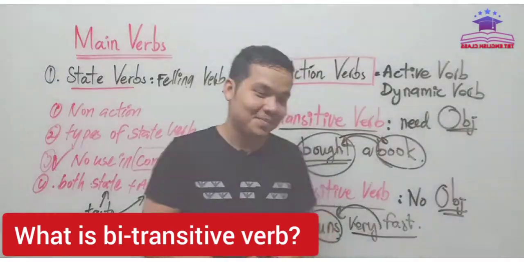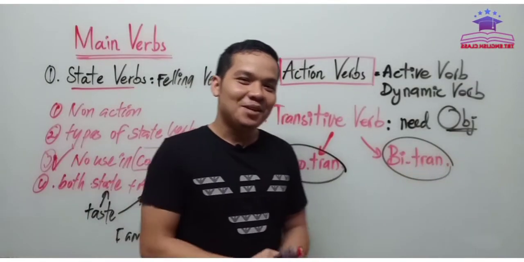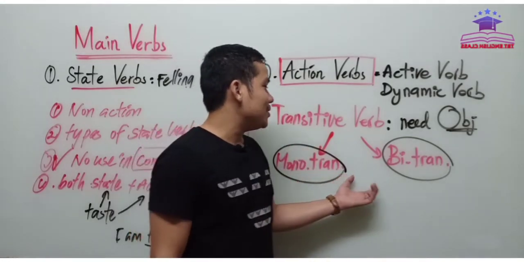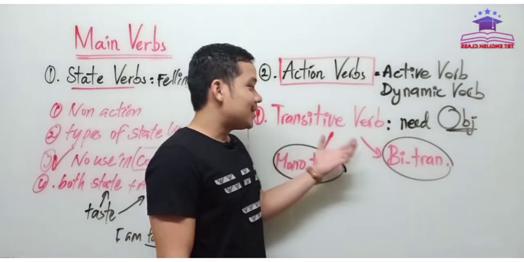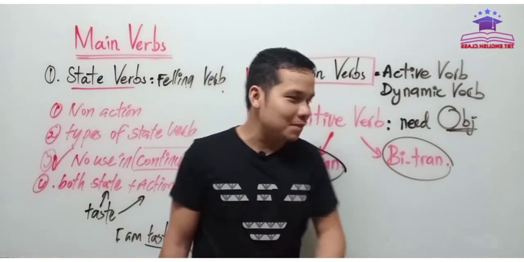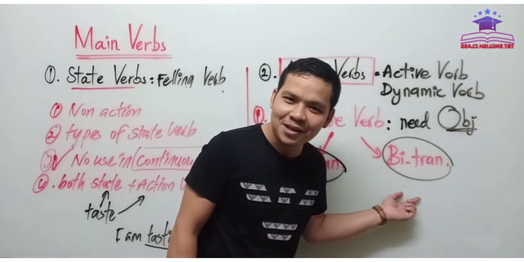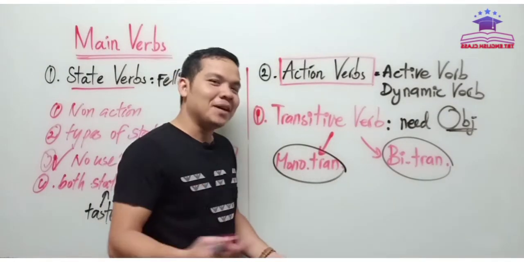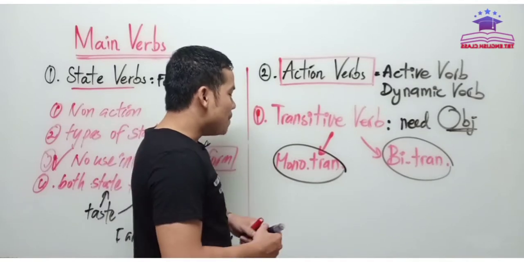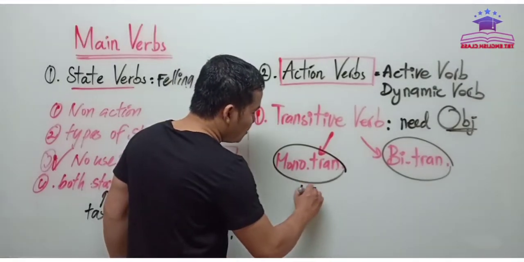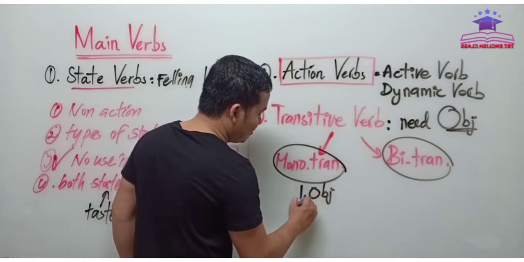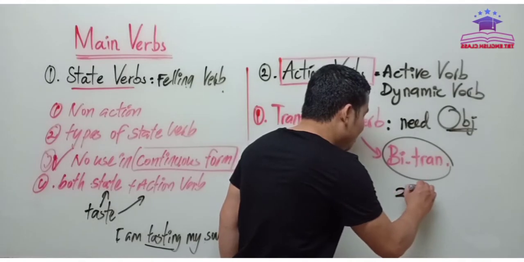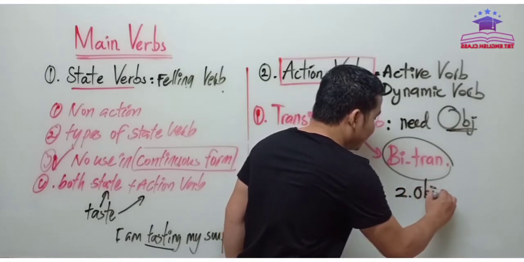Let us see about this. Okay, so you see the previous lesson about transitive verb and intransitive verb, and I just want to let you see one more thing about transitive verb. You know, transitive verb can be monotransitive verb or bitransitive verb. Everyone, what is monotransitive verb and what is bitransitive verb? Very easy. Let you see with me. Monotransitive verb, only one object. And bitransitive verb, verb that needs 2 objects.